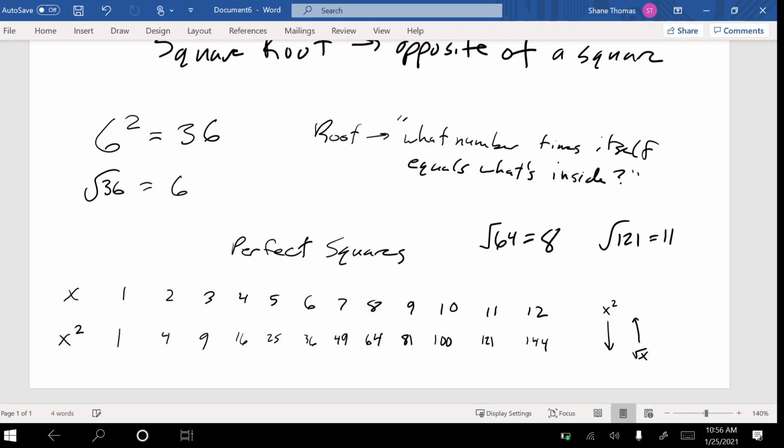Now you can also use these to estimate. If they ask you to estimate, say I give you the number 70. Is 70 on our perfect square chart? No, but 70 would fall in here, right? So the square root of 70 is going to be somewhere between 8 and 9. It's going to be 8 point something. If you want an exact answer, you punch it in the calculator. If you want an estimate, you'd say between 8 and 9.